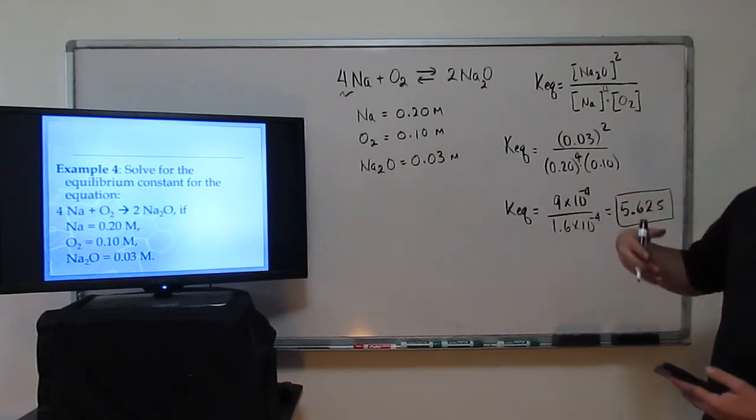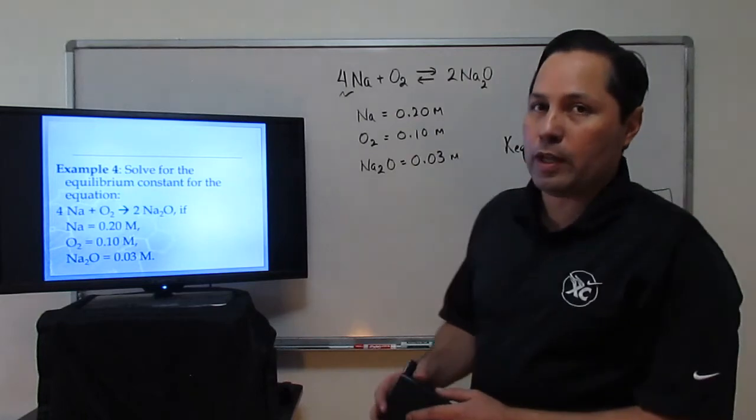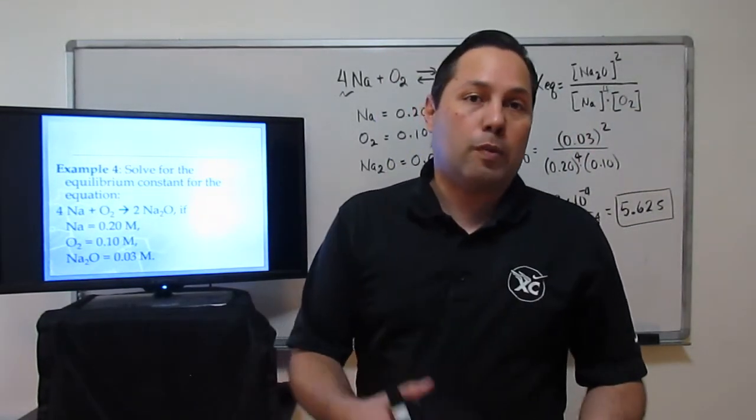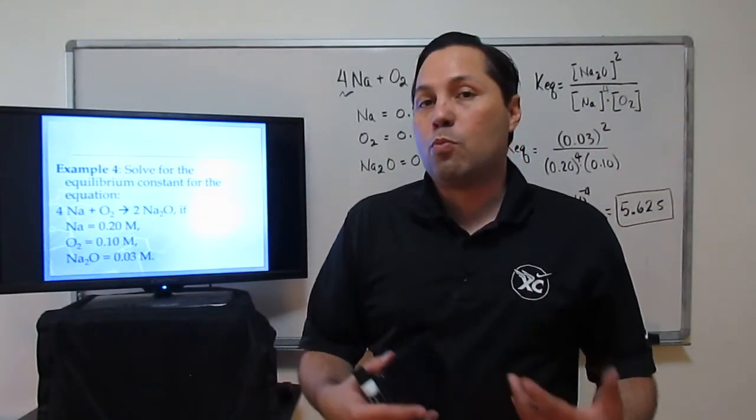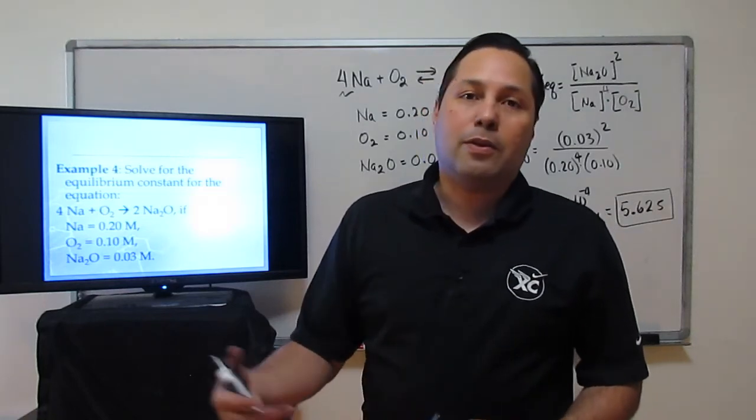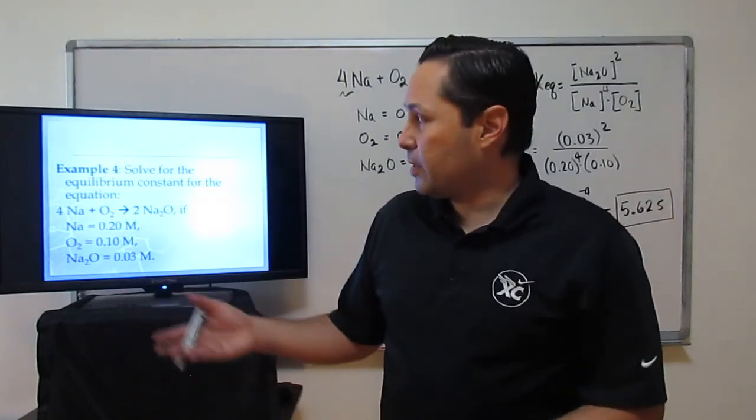What does that mean? It is a number that is over 1. Therefore, again, it's a product favored reaction. That means that there's more product in this reaction than there is reactant. That takes care of example 4.